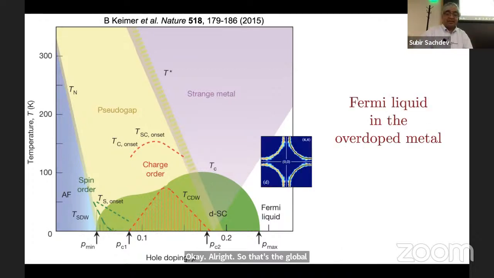So let's start with the phase that's well understood. At high doping, you have the Fermi liquid. In this case, you have a Fermi surface, and the volume enclosed by this Fermi surface is exactly right. It would be exactly the volume you compute if you were just dealing with free electrons.